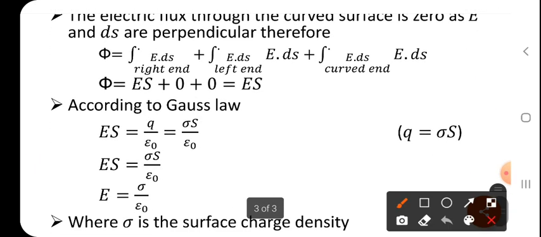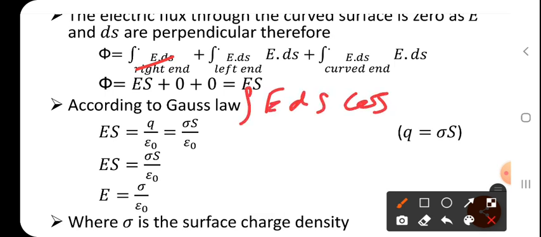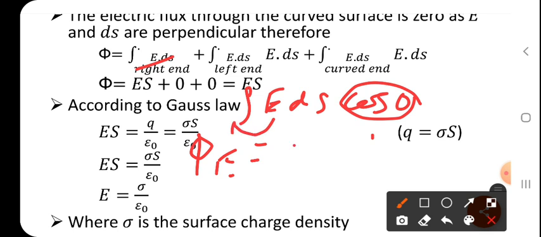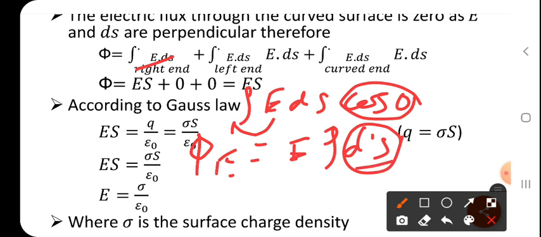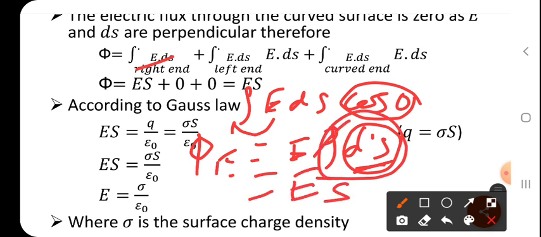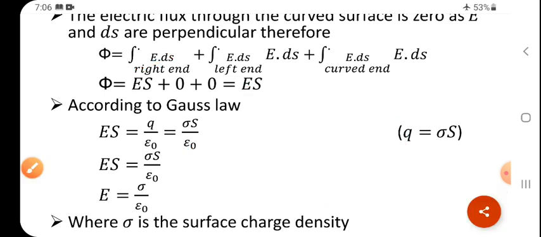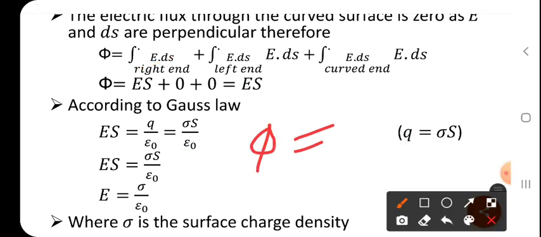Now for this, integration of E ds cos 0 is there. The cos 0 term is 1, so 1 into E ds. So phi is equal to E, taken outside, into integration ds. ds is a small area, and if you integrate ds, you get the total area, which can be written as S. So that is why phi is equal to ES. That is the reason we got it.